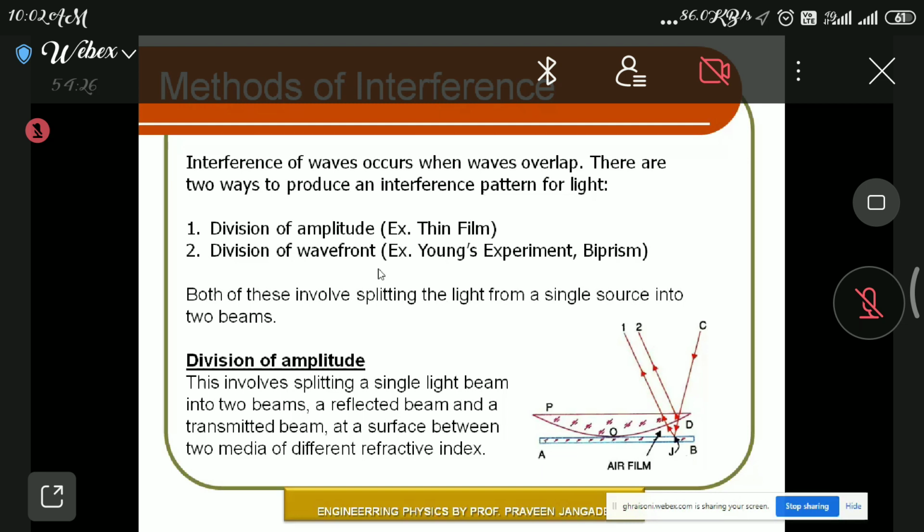Are you getting it? So a thin film is a film whose thickness is of the order of one wavelength of visible light, and that wavelength is 5500 angstrom unit. That film will be considered a thin film.